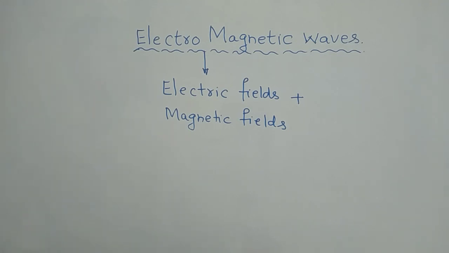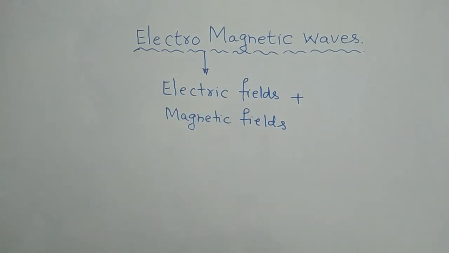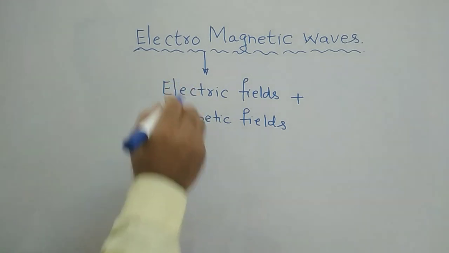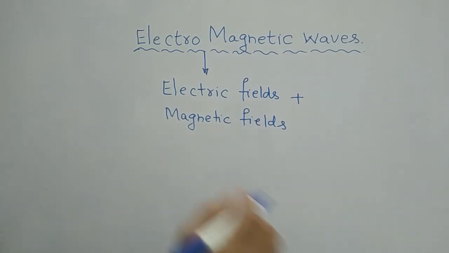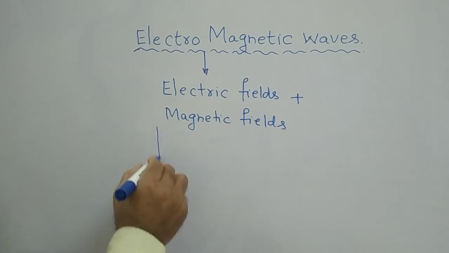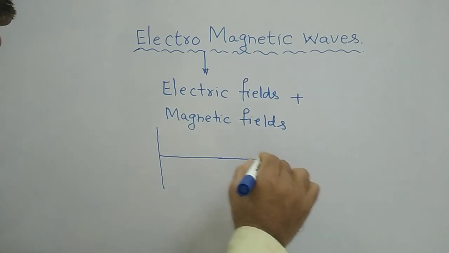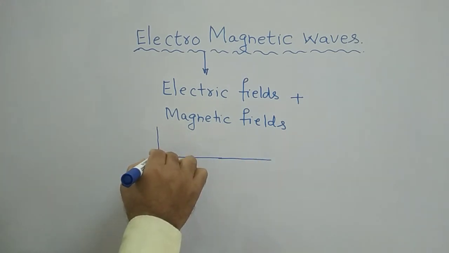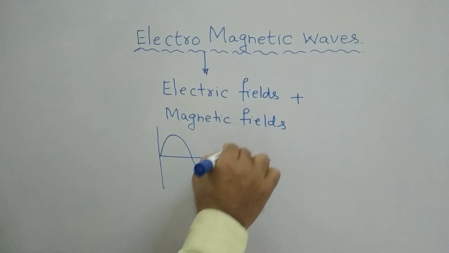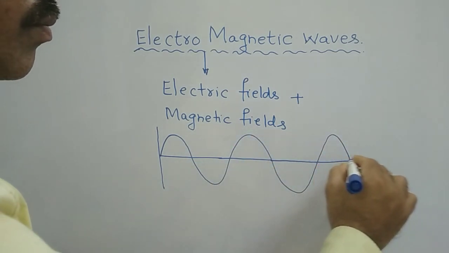One more important point is that the electric field and the magnetic field are perpendicular to each other. Both being perpendicular means they exist at an angle of 90 degrees to each other. Okay, for example, I will explain that. Say you draw some wave like this to describe electromagnetic waves.